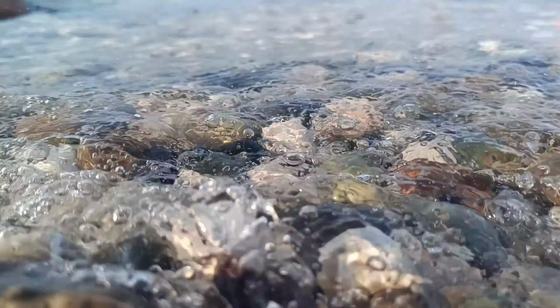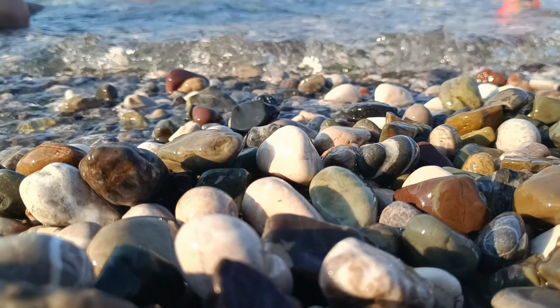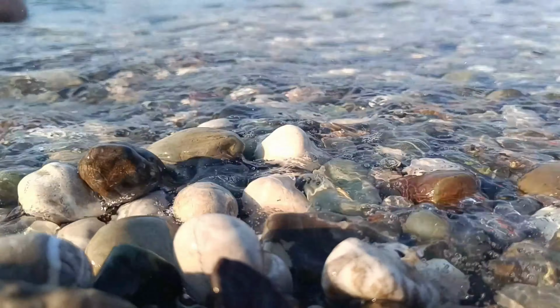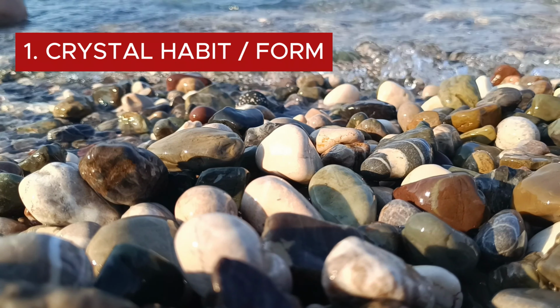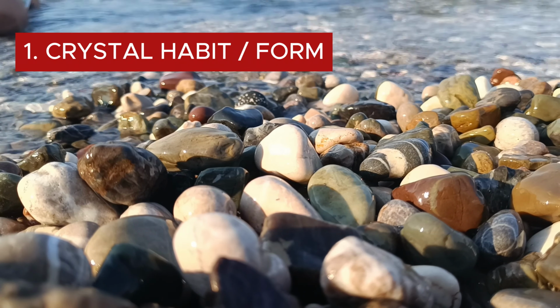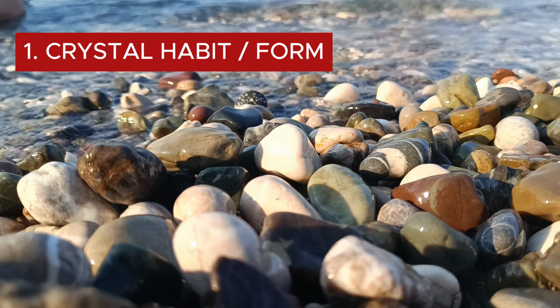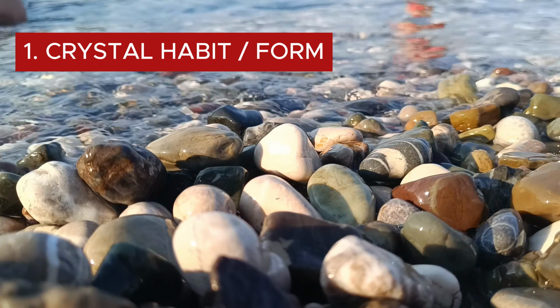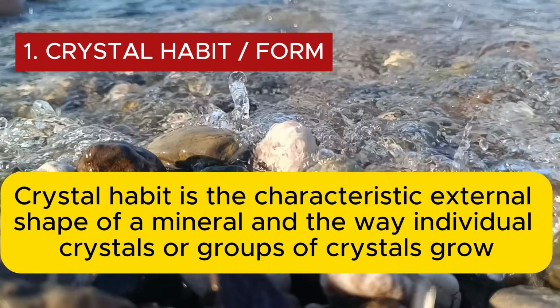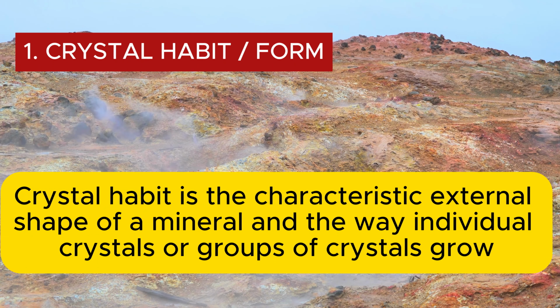Number 1, to differentiate minerals is crystal habit, or crystal form. Our first property is crystal habit. Crystal habit is the characteristic external shape of minerals and the way individual crystals or groups of crystals grow.